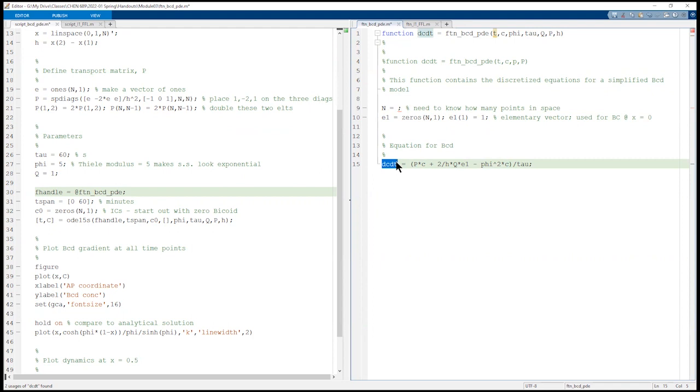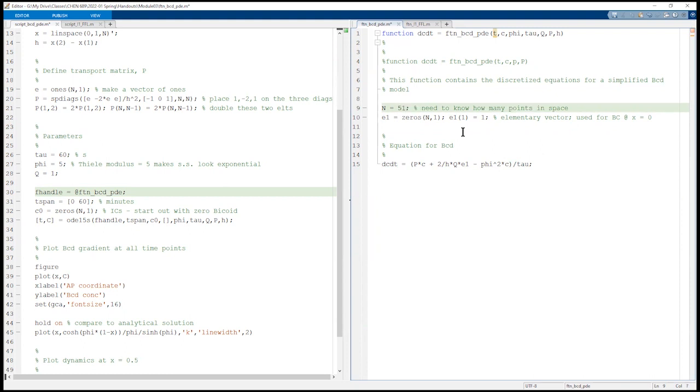And so you have 51 ODEs that Matlab is solving. Each one corresponds to a different position in space, and they're all coupled together by this matrix P, which makes one point in space affect another point in space, and that's fine. That's what we have here. Now there's one piece missing from this code, and I'm wondering if anyone wants to say what they thought should go here.